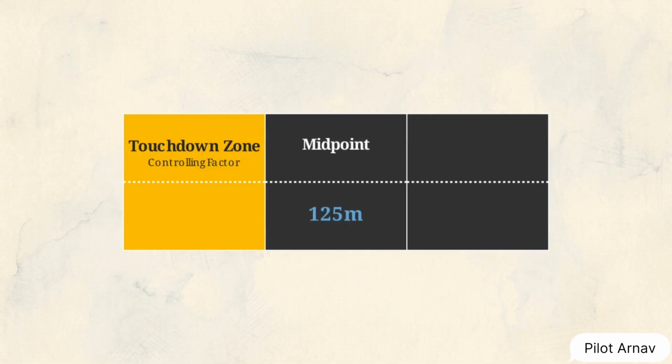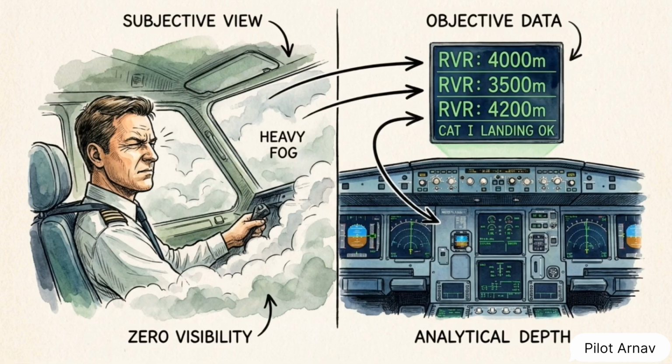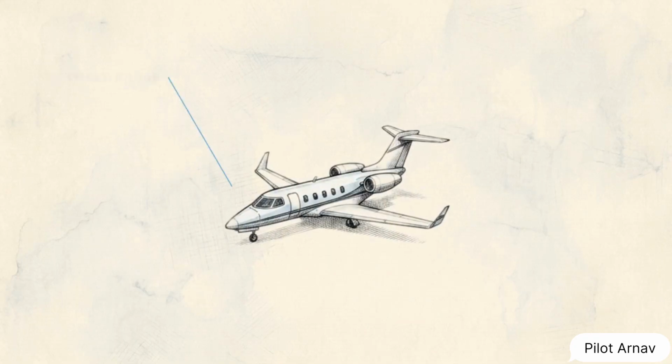The midpoint standard is 125 meters, reducible to 50 meters with specific guidance systems, while the stop end requires a minimum of 50 meters. These procedures ensure that landing and takeoff decisions are based on measurable RVR data rather than subjective visual estimates. Safety hardware scales by aircraft weight and capacity.